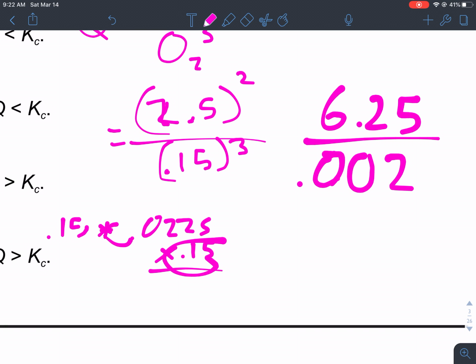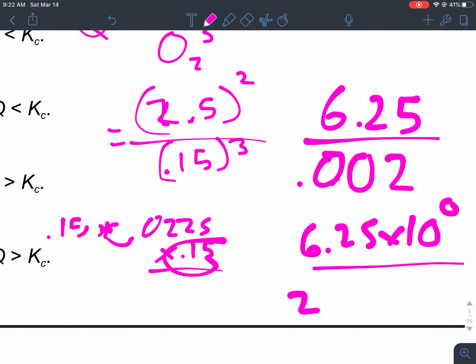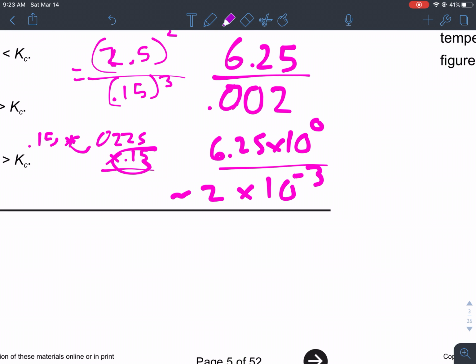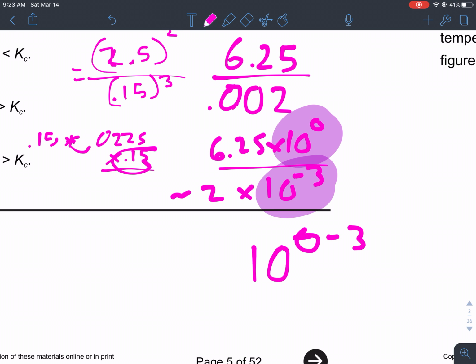I'm just going to move the decimal over 1 because it doesn't matter. Look, the numerator is 6.25 times 10 to the 0, right? The denominator is like 2 times 10 to the negative 123, okay? All I know is that when I calculate my Q, pay attention here. See that 0 and that negative 3? That's going to become 10 to the 0 minus 3. Minus negative 3. In other words, it's going to become 10 to the 3. That's what my Q is.